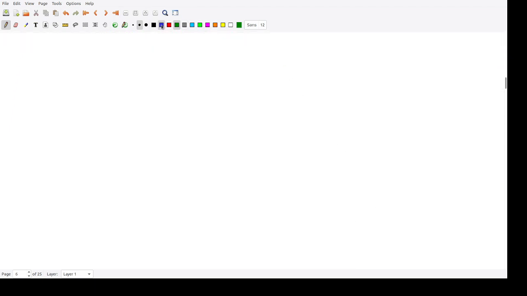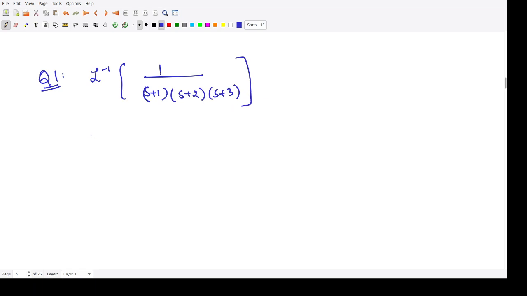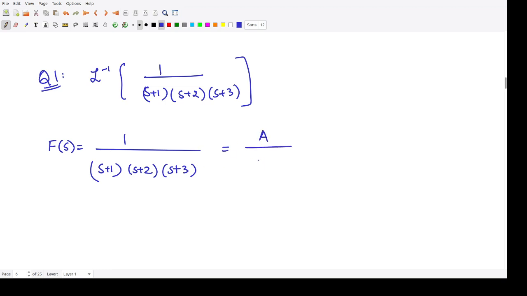Now we will see how we apply these to the questions where we have to solve the Laplace inverse of some quantities. For example, in this question we are asked to find the inverse Laplace transform of 1 divided by s plus 1, s plus 2, s plus 3. So the function f of s is given to be 1 divided by s plus 1, s plus 2, s plus 3. Firstly we'll apply partial fractions to it, because all these are linear factors and they are non-repeating. So we can write a divided by s plus 1 plus b divided by s plus 2 plus c divided by s plus 3.